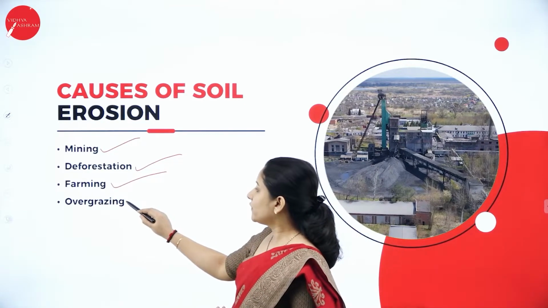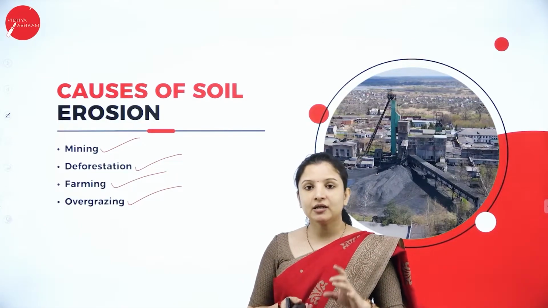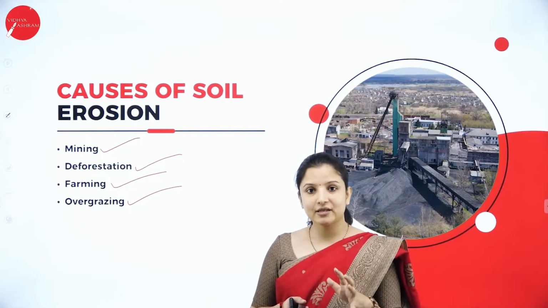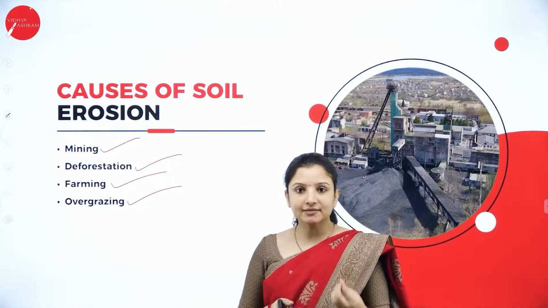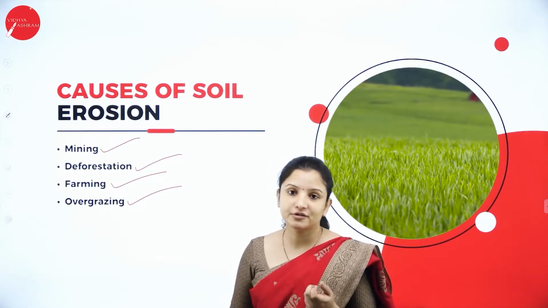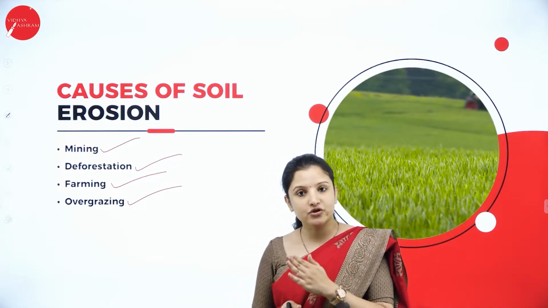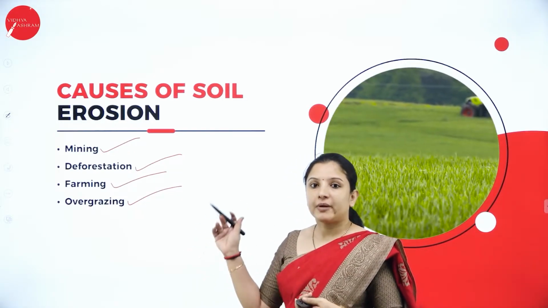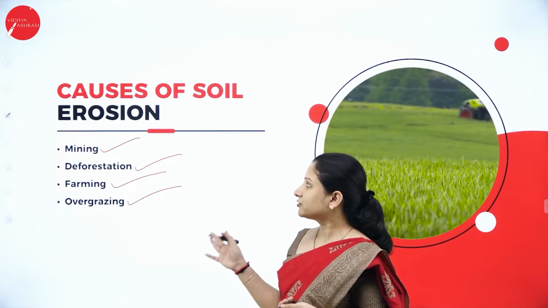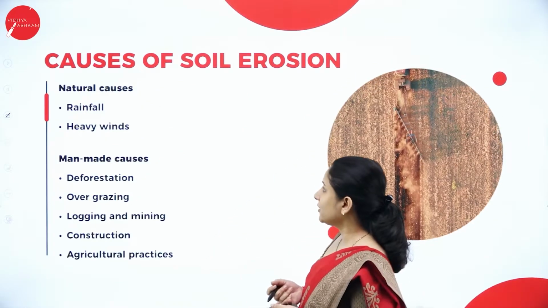And next is overgrazing. Say there is a grassland. If the cattle continuously graze there and empty the grasses, and if the grasses are not there, loosening of the soil will occur. And if the soil loosens, it can easily get washed away by the wind and the water. So overgrazing by cattle can also lead to soil erosion. So these are the different causes of soil erosion.